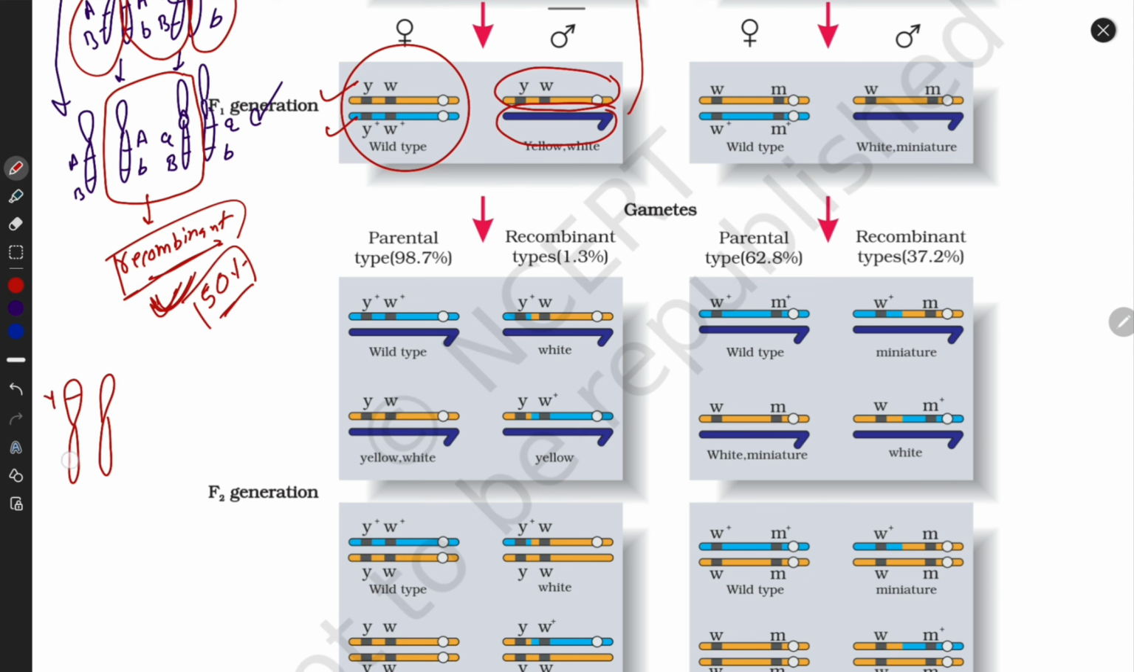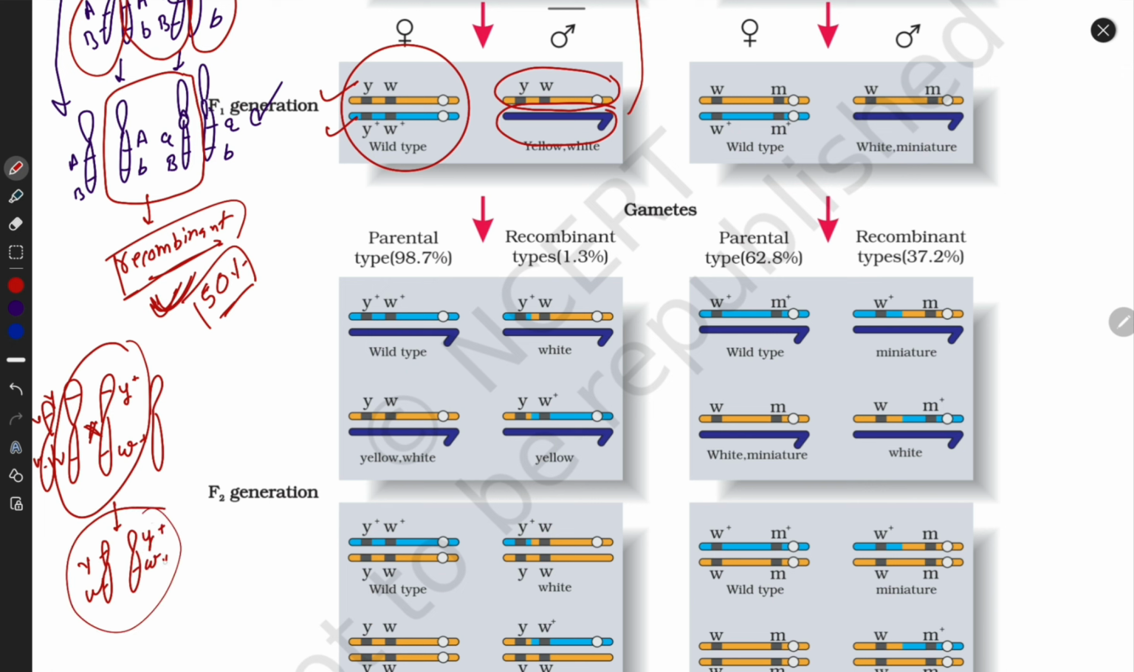Let's assume this is capital W, capital Y, capital W, small y, small w, plus plus. If I cross between them, this is a set, and they have another set, capital Y, capital W. If I cross between them, capital Y and capital W, small y and small w go into one offspring, and the rest, if I cross, enter different offspring.